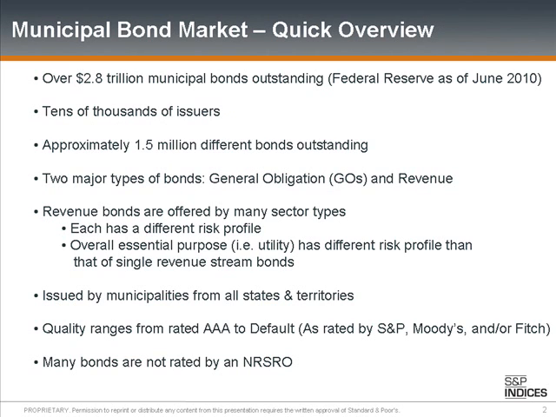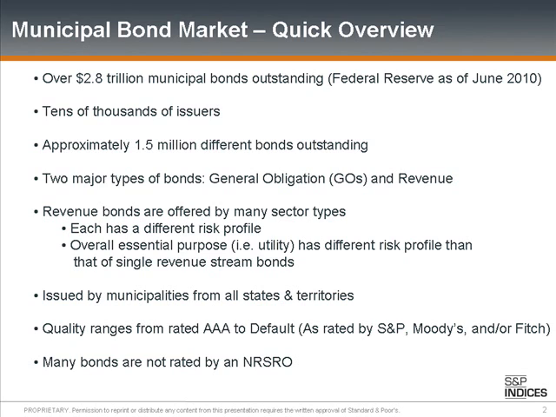For the municipal bond market, a quick overview. There are over $2.8 trillion in municipal bonds outstanding, according to the Federal Reserve. There are tens of thousands of different issuers of municipal bonds. There are approximately 1.5 million different municipal bonds outstanding. There are two major types of municipal bonds, general obligation bonds, or GOs, and revenue bonds.